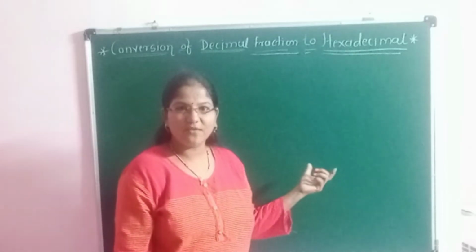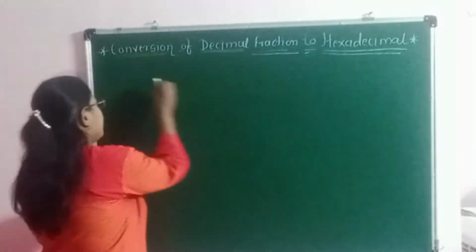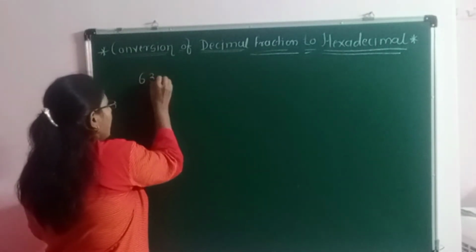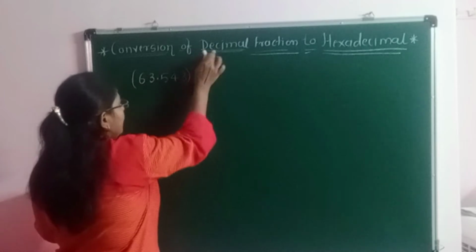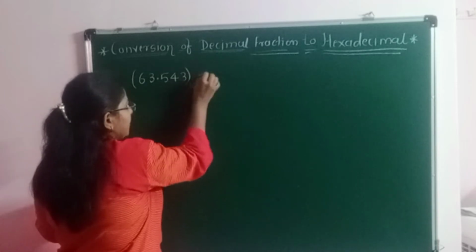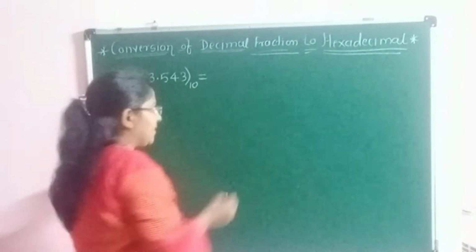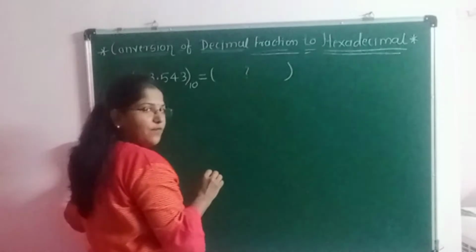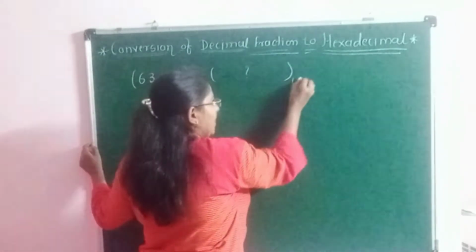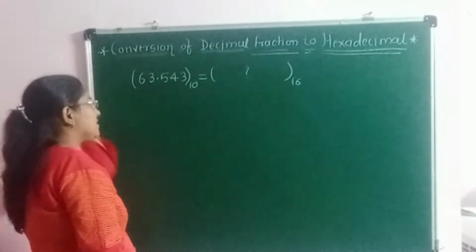Let me directly start with the example. Suppose the given decimal number is 63.543. This given number is in decimal, so the base is 10. Now I want to convert this number into hexadecimal. So this question mark represents that I am supposed to find the answer in the hexadecimal number system. Okay.